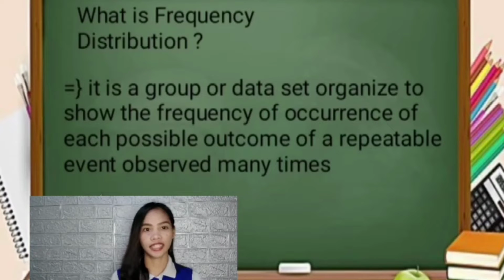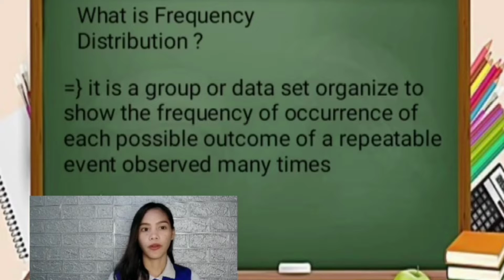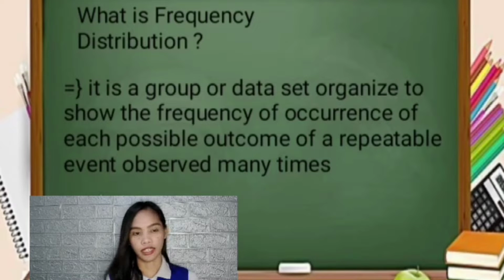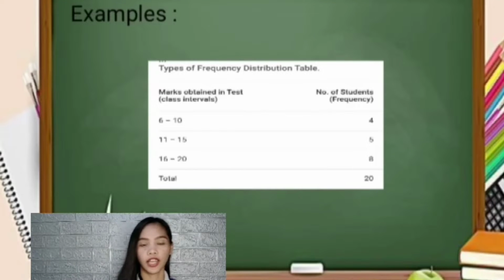For now, let's discuss the frequency distribution. So what is the frequency distribution? It is a group of data set organized to show the frequency of occurrence of each possible outcome of a repeated event observed many times. So, the example of frequency distribution is like this. It has class intervals or score, and next is the frequency or the number of students.